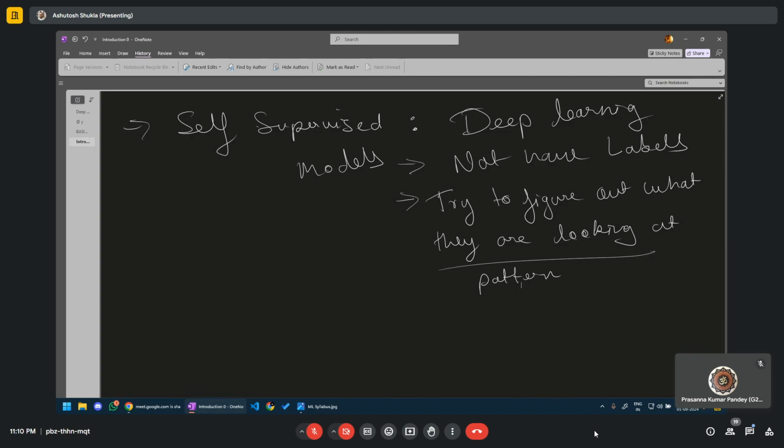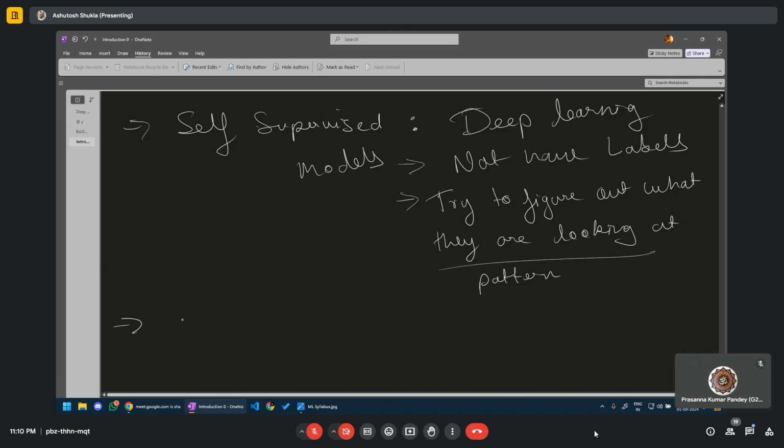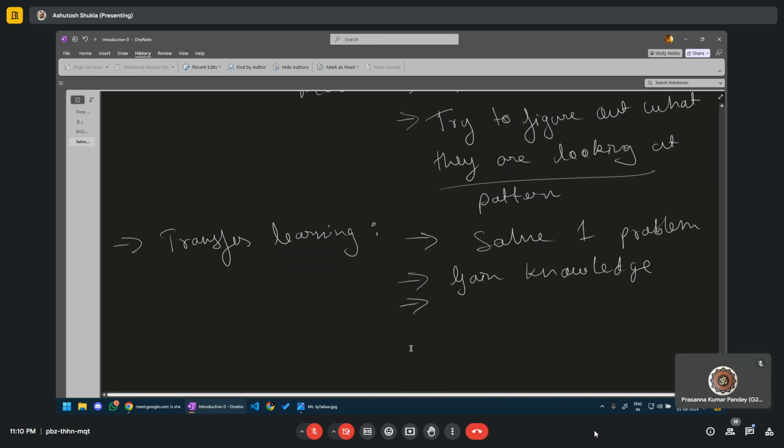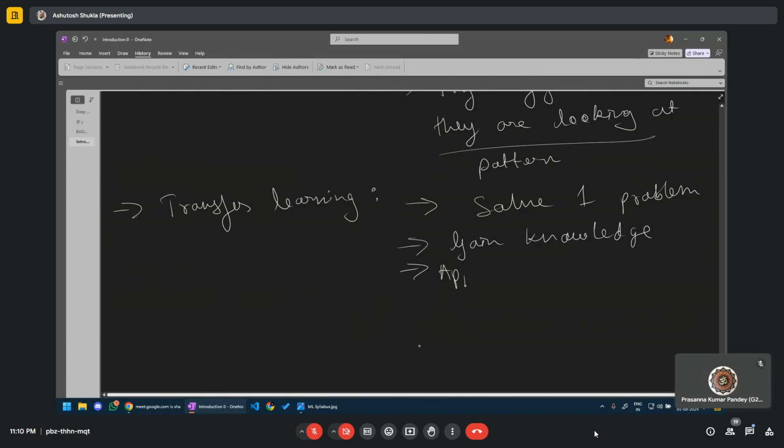And then finally there is transfer learning, where you solve one problem, gain some knowledge from that, and apply it to another problem. This is called transfer learning.